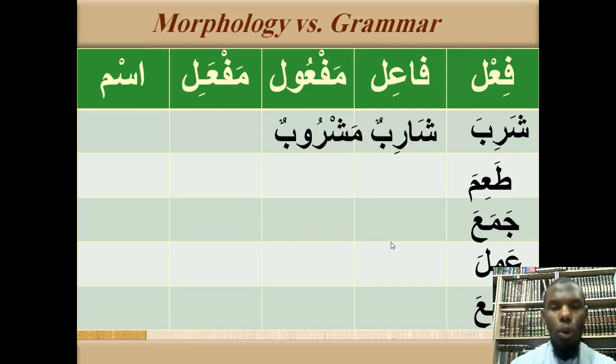So a mashroob is something that is drunk. So here, something that's drunk is a drink. So a mashroob is a drink. You could say, for example, a carbonated drink or beverage would be mashroob ghazi. Mashroob ghaz, or ghazin, or ghazi, as you want to pronounce that. Ghaz being gas or carbonation.